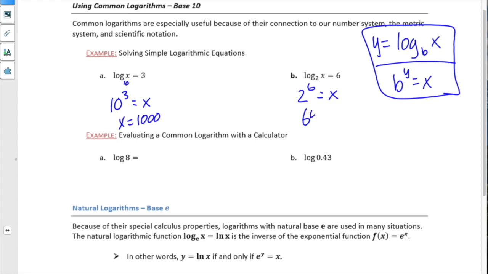All right. If I'm using my calculator, I can literally just hit the log button. So I would just hit log 8, and you get 0.9031. Over here, if I do this one, I'll just get negative 0.3665. Those were the hardest examples in the world, weren't they?